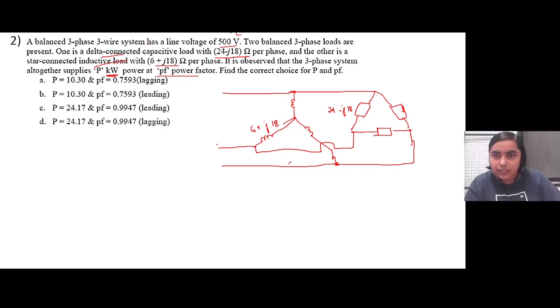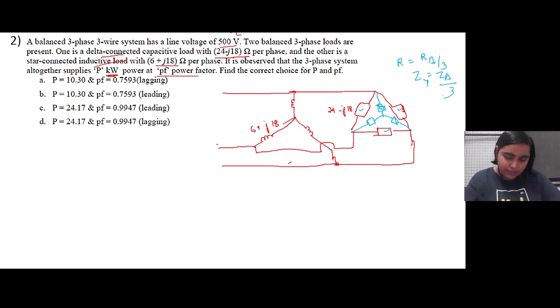So instead of this delta, we will convert it into a star connection. In our previous classes we had seen the star to delta connection, especially when we did it only for the resistance. If all of them are equal, its equivalent star will be R star equals R delta by 3. Similarly here in case of Z, Z star will be Z delta by 3. So let us do it.